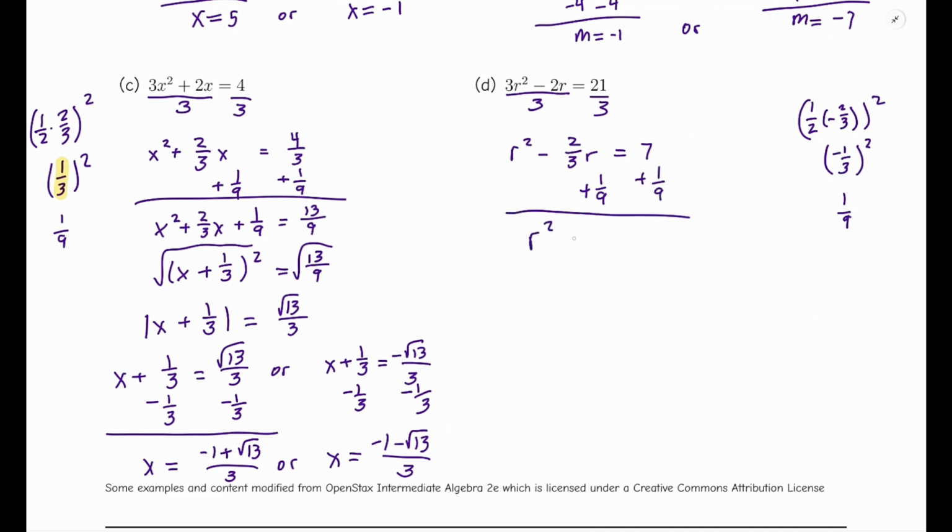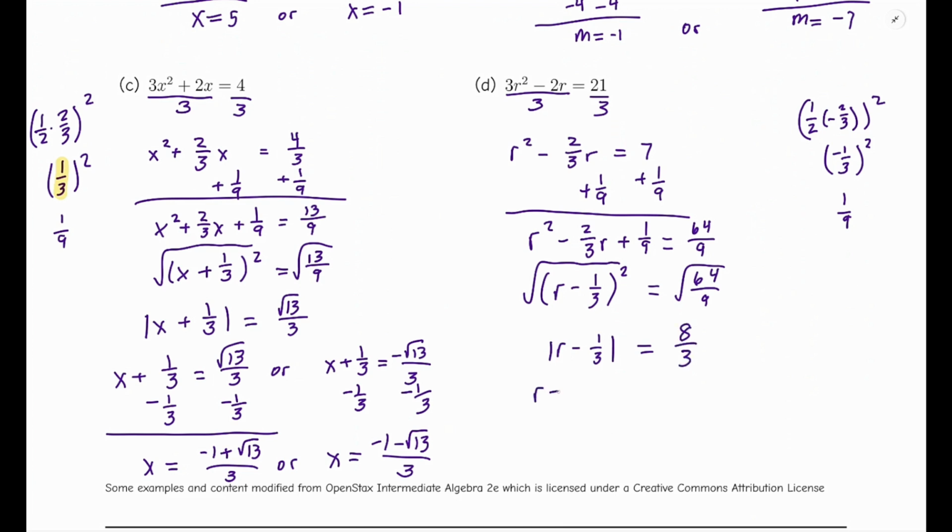We get r squared minus 2/3 r plus 1/9 is equal to 64/9. We get (r minus 1/3) squared equals 64/9. Take the square root of both sides. We get the absolute value of r minus 1/3 is equal to 8/3. So r minus 1/3 equals 8/3, or r minus 1/3 equals negative 8/3.